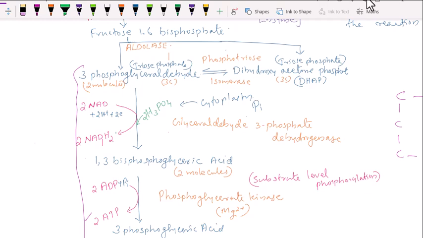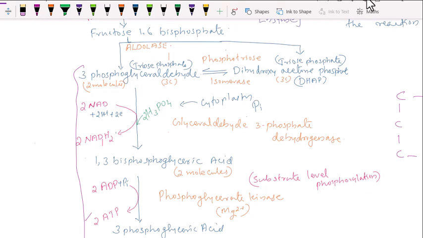When 3-phosphoglyceraldehyde is converted into 1,3-bisphosphoglyceric acid, hydrogen ions and electrons are removed from it. These are received by the NAD molecule. 1 NAD receives 2 hydrogen ions and 2 electrons, and thus gets converted into NADH plus H plus, that is NADH2. So when 3-phosphoglyceraldehyde is converted into 1,3-bisphosphoglyceric acid, 1 NADH2 will be produced.